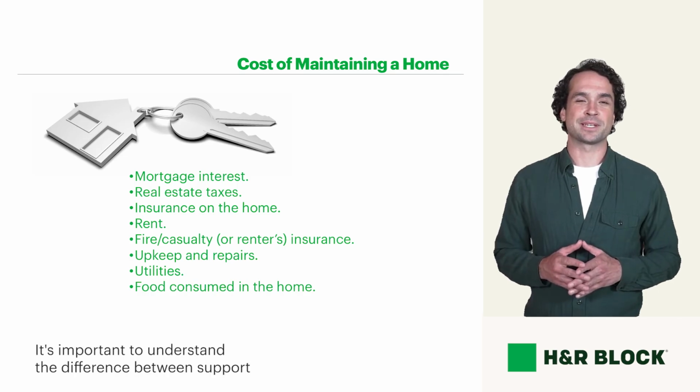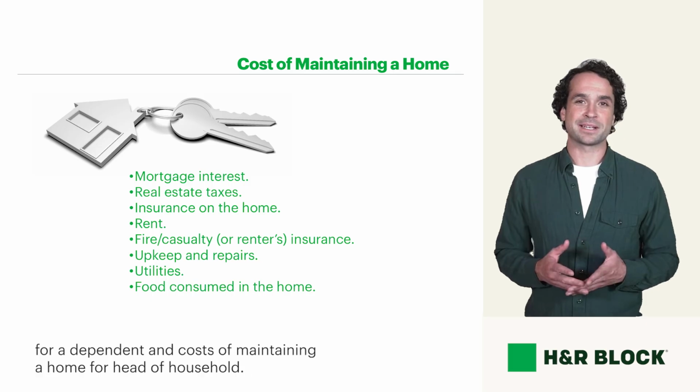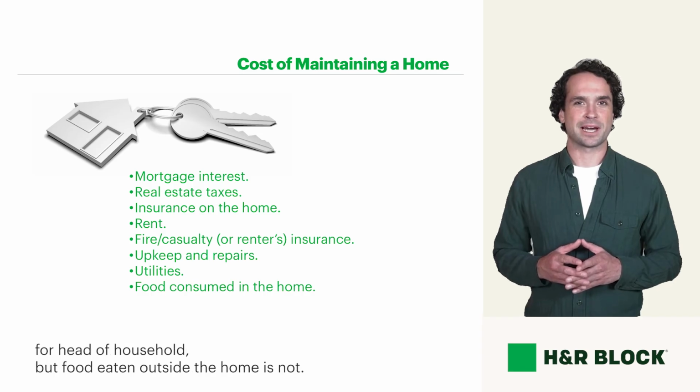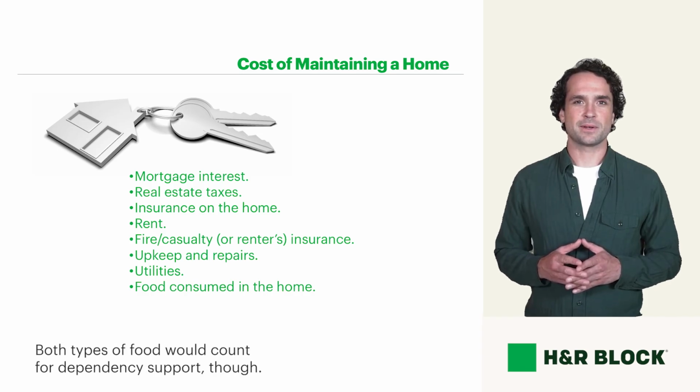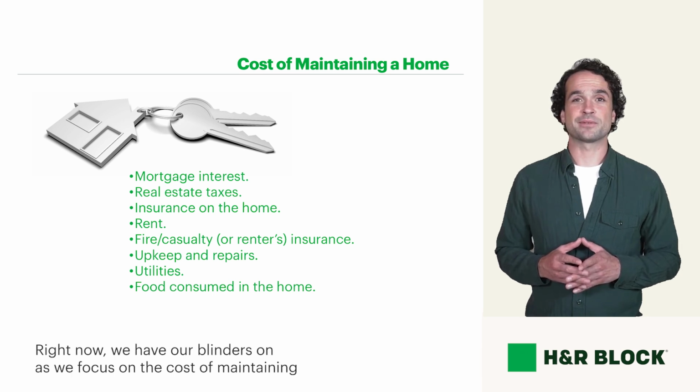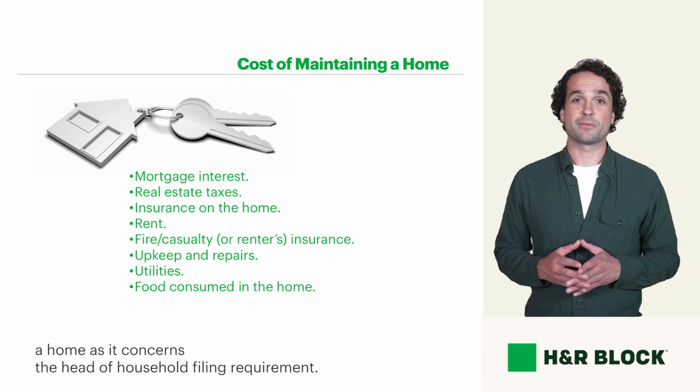It's important to understand the difference between support for a dependent and costs of maintaining a home for head of household. For example, food eaten in the home is counted for head of household, but food eaten outside the home is not. Both types of food would count for dependency support, though. Right now, we have our blinders on as we focus on the cost of maintaining a home as it concerns the head of household filing requirement.